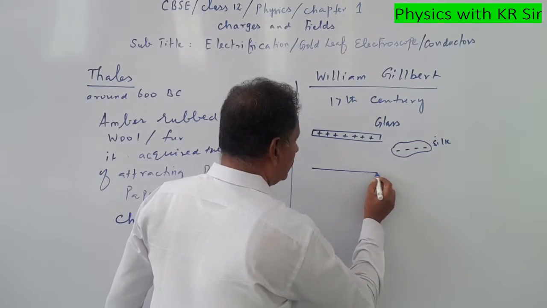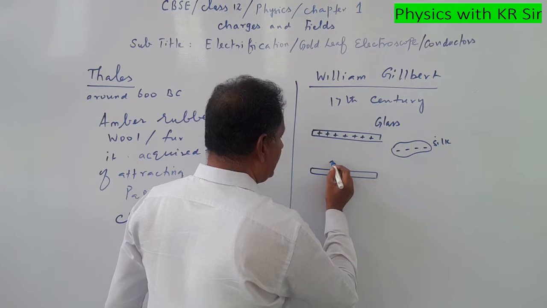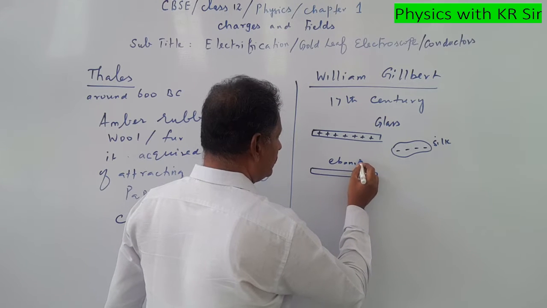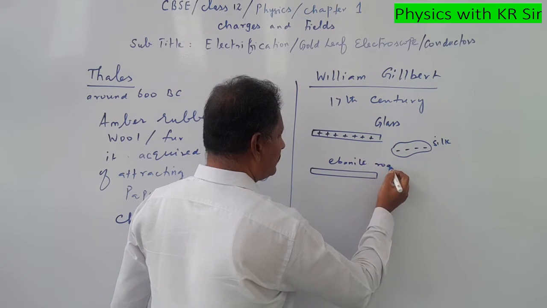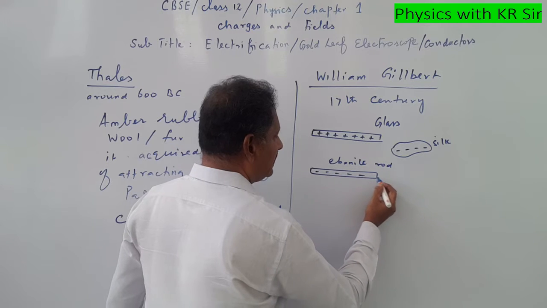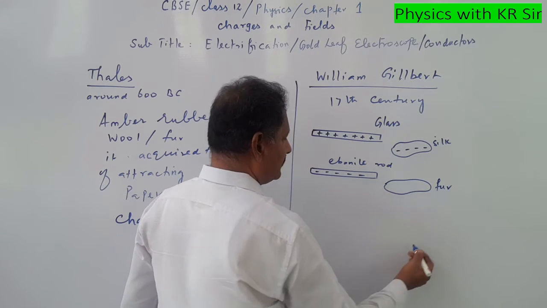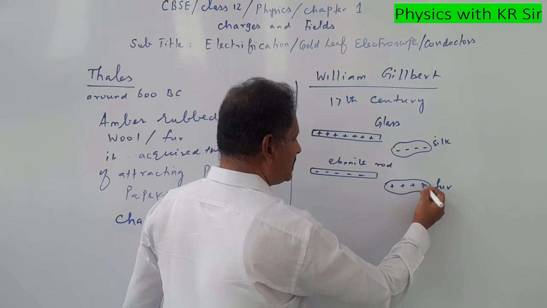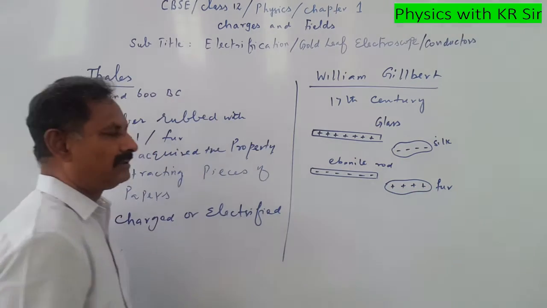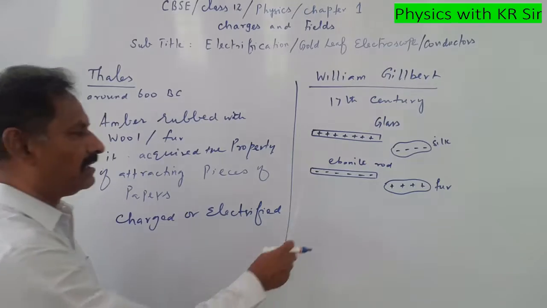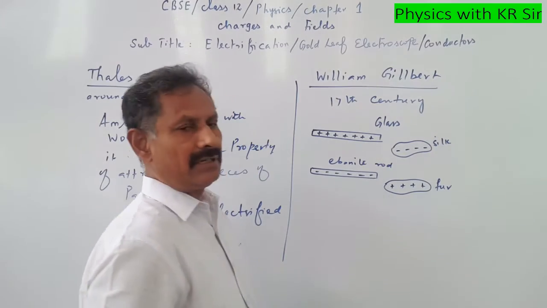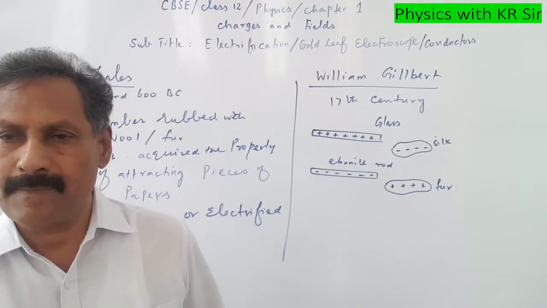And the ebonite rod, when it is rubbed with fur, acquires negative charge. Fur acquires positive charge, ebonite rod acquires negative charge. So this is that universal convention.